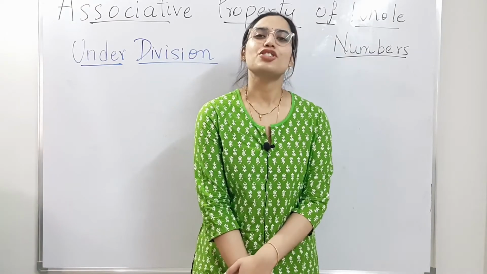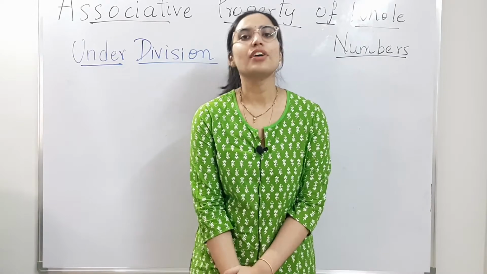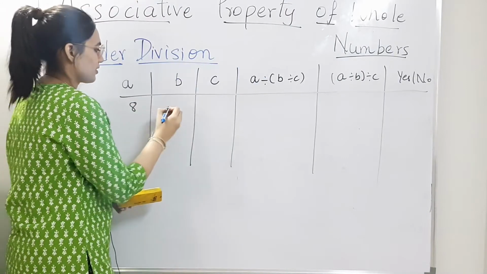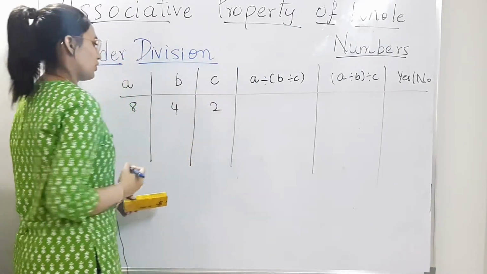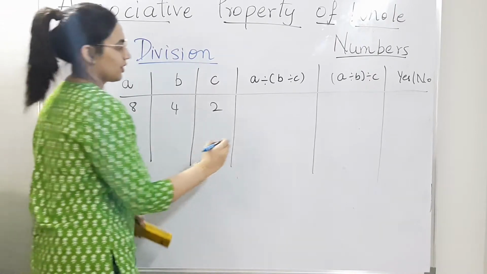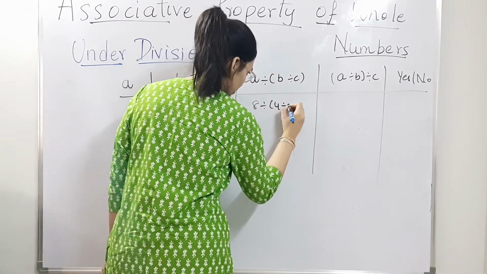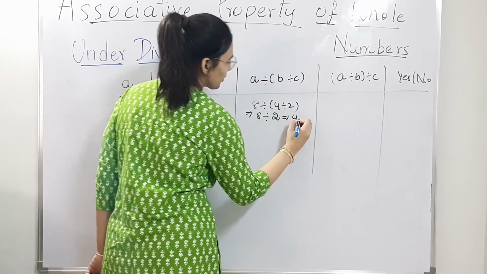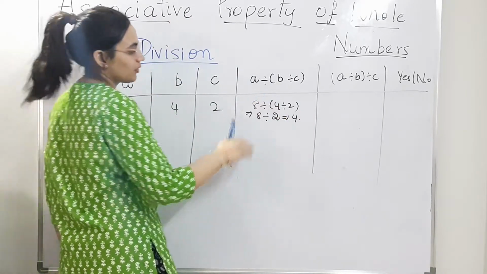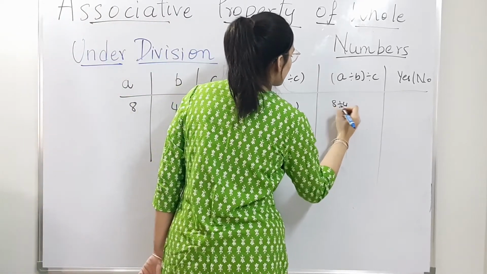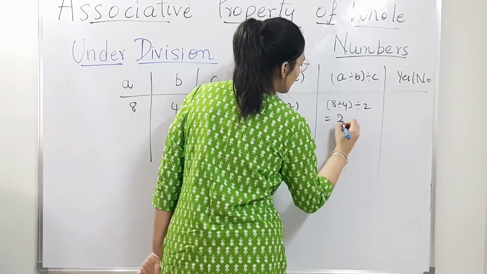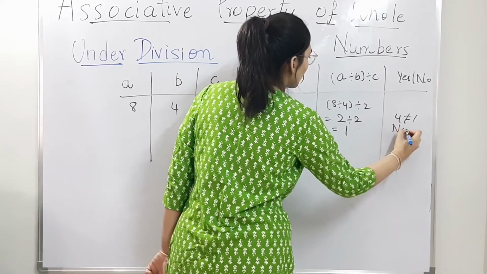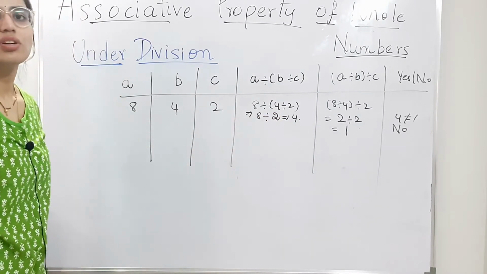The associative property does not hold true for the division of whole numbers. Let's see how it works. Let's take three numbers: 8, 4 and 2. If I divide 8 divided by (4 divided by 2), 4 divided by 2 is 2, so 8 divided by 2 is 4. Now I'll first divide the first two and then divide by 2: 8 divided by 4 is 2, then 2 divided by 2 is 1. So is 4 equal to 1? No. So the associative property does not hold true for division.